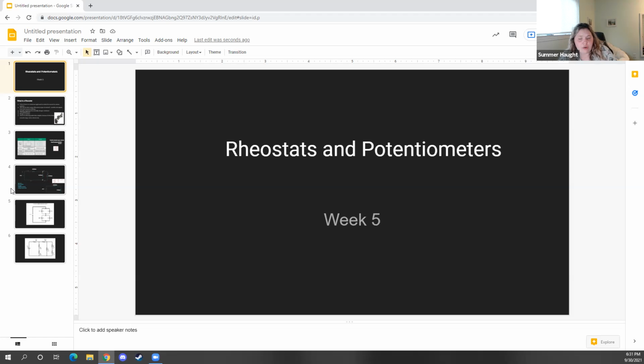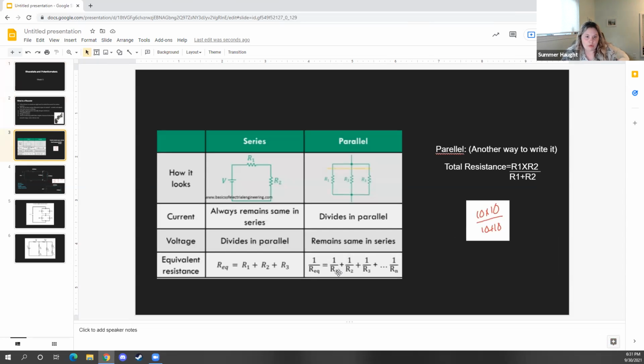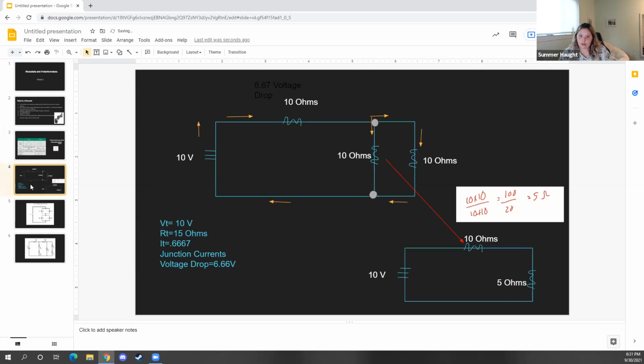Mitch, is there anything you want me to recover from this lecture? So I talked about what a rheostat was. I talked again about these equivalent resistors in series and parallel. I talked about this equation, and how R1 times R2 over R1 plus R2 is the same equation as the one we talked about last week. It's just a different way to write it. And then I did an example. I don't know if you caught this example here, a situation exactly like what you saw in the YouTube videos this week.